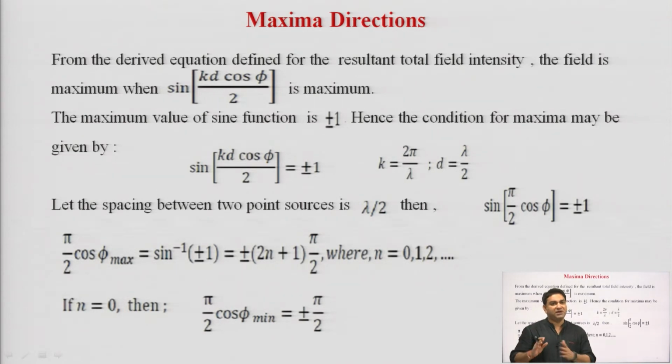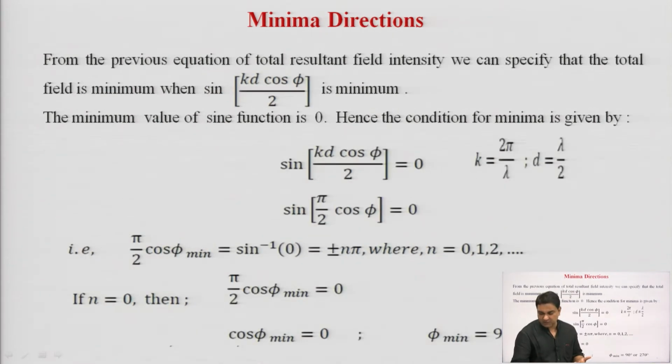N is equal to 0 means the direction of pattern maxima for the major lobe only, and then we get that pi by 2 cos phi max is equal to plus minus pi by 2, and simply we get the directions as 0 and 180 degree. So we get the directions in the form of a horizontal pattern, meaning the maxima directions are 0 and 180 degree.